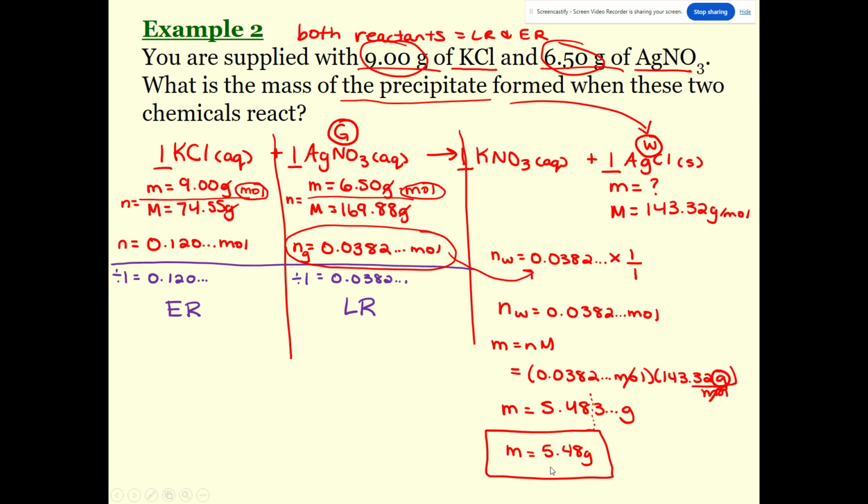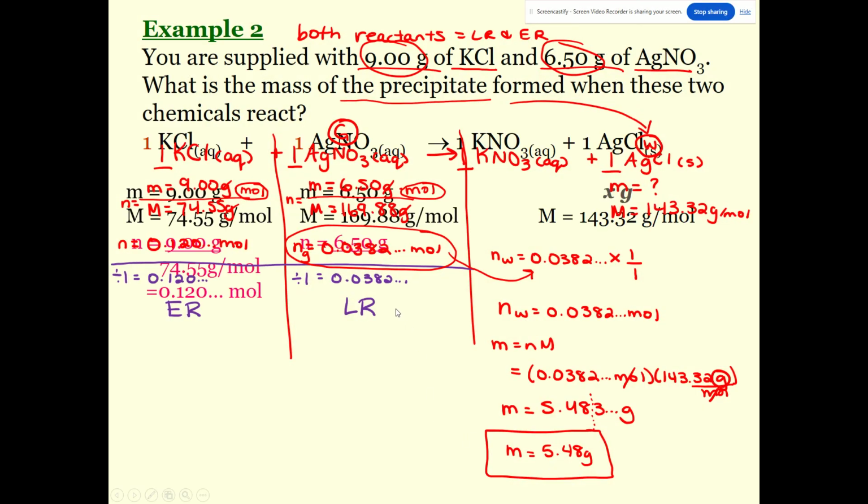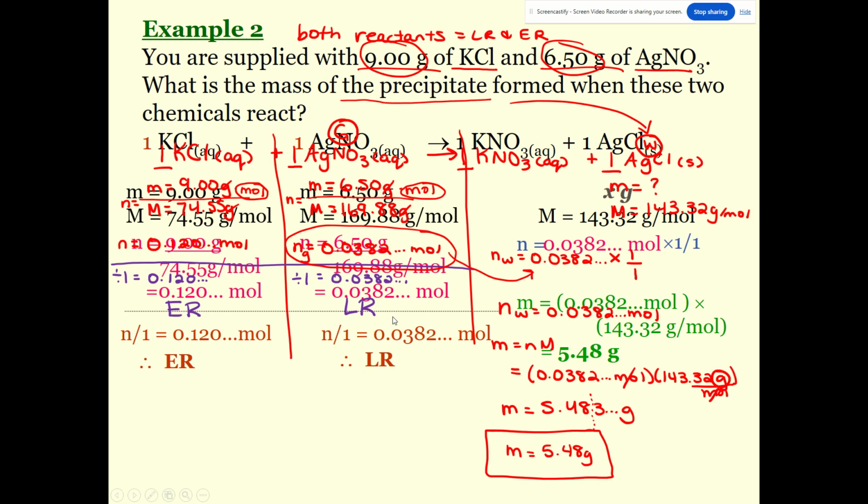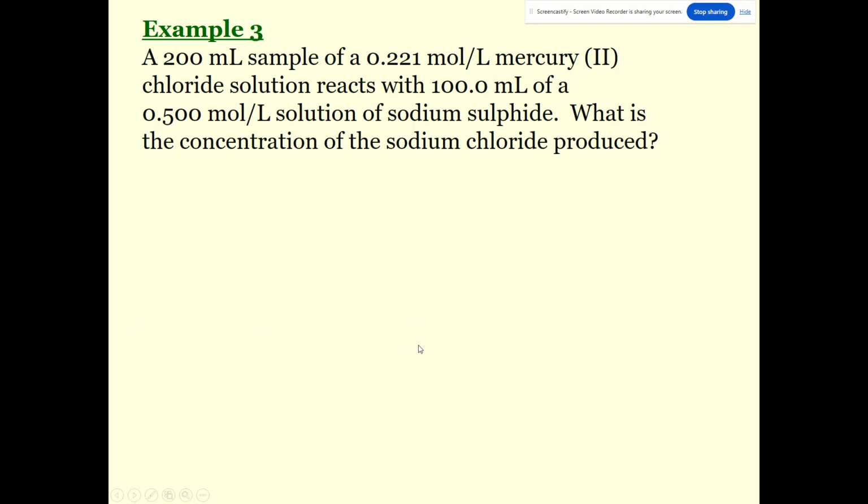There's one more example, and in the next example, we're actually going to be dealing with solutions, concentration and volumes, rather than masses. It's the same steps though, okay? So I have a solution of mercury II chloride, and I'm reacting it with a solution of sodium sulfide, okay? So mercury II chloride. Mercury with a 2+ charge is what that Roman numeral means. Chloride has -1 charge. So mercury II chloride would be HgCl2.